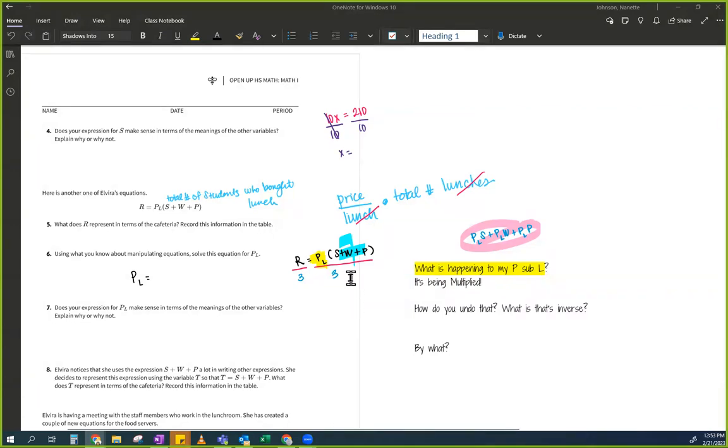This is very conceptual, by the way. For those of you who are like, Miss Johnson, I don't get it. Okay. So does everybody see how we can't divide by 3? Right. I can't just divide by 3. So that didn't work either. I mean, I said that wrong. I can divide by 3. But did it get me closer to my answer of P sub L being alone?